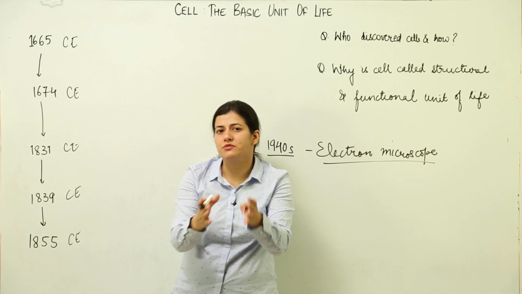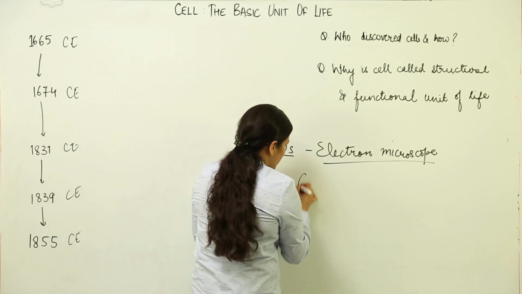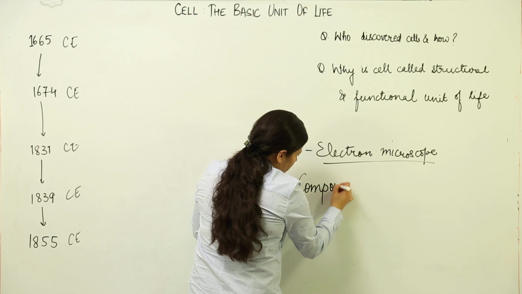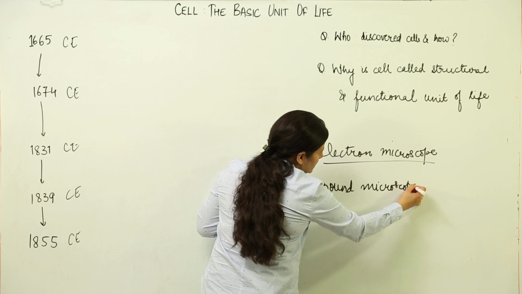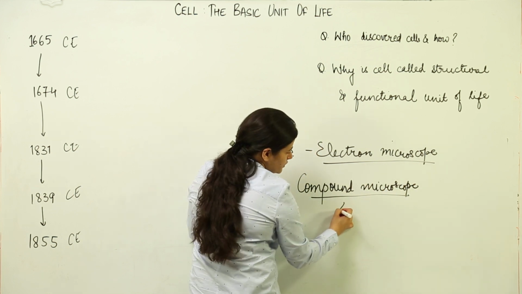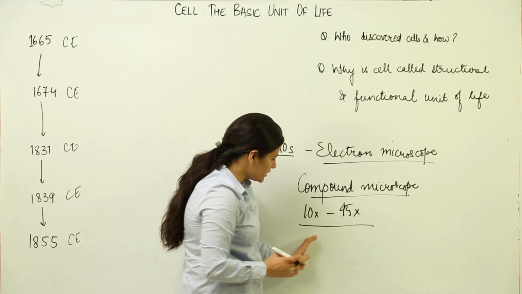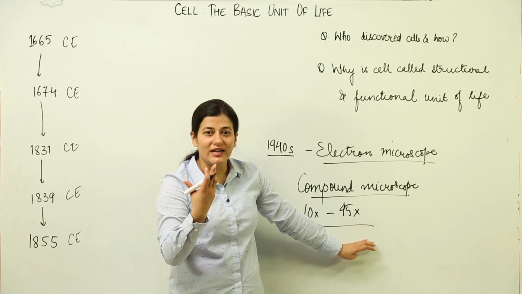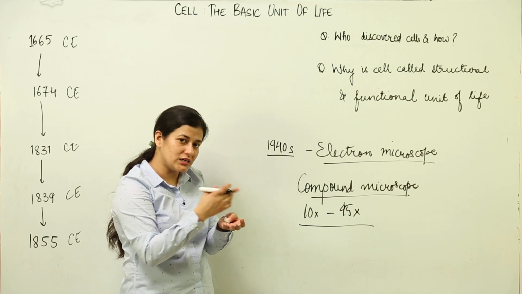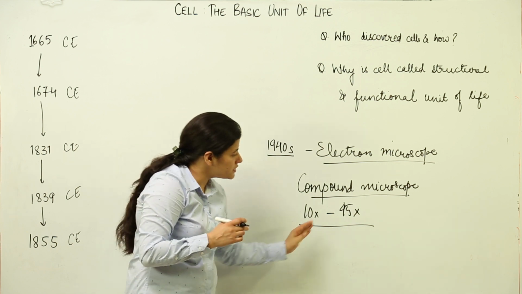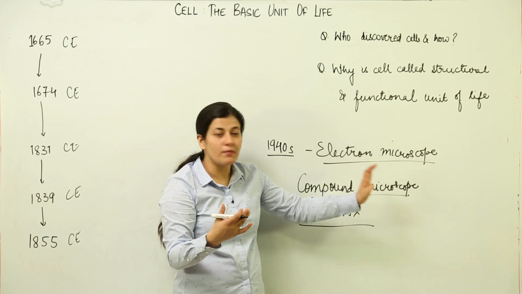Now I need not tell you what a microscope looks like. Everybody in your age group, at your level of studies, knows what a compound microscope is. This compound microscope on an average gives you 10x to 45x magnification. What 10x and 45x mean is that they increase the size of the image being formed. If the object is 1 mm, you are going to observe it as much as 45 mm after you observe it under the compound microscope.